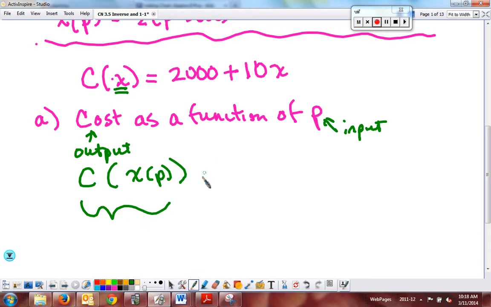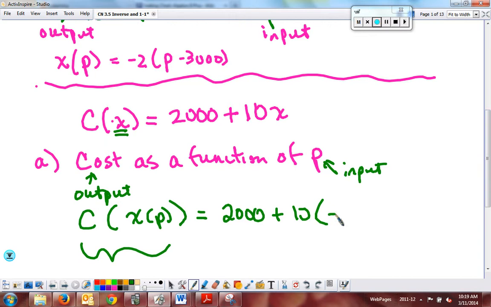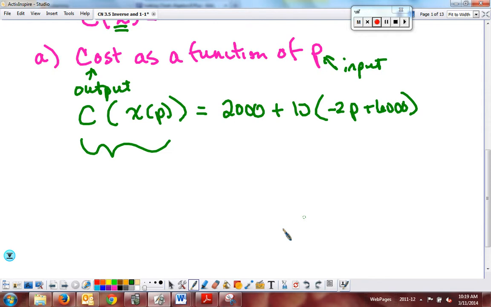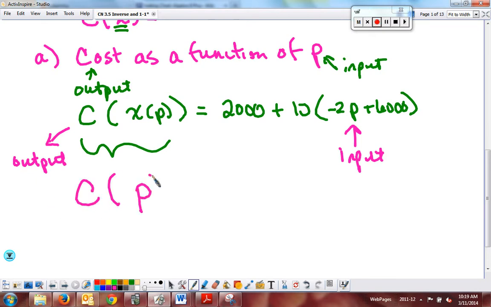Once I get the composition, I create this new formula, 2,000 plus 10 times our x of p, which was negative 2. I'm going to distribute this, just negative 2p plus 6,000. So negative 2p plus 6,000. Once I plug this in, I basically got a new formula. What's my input into this new formula? P. What's my output? See, at the very end, even though I might have had to go through X in the middle, I basically created cost as a function of P by using that relationship.